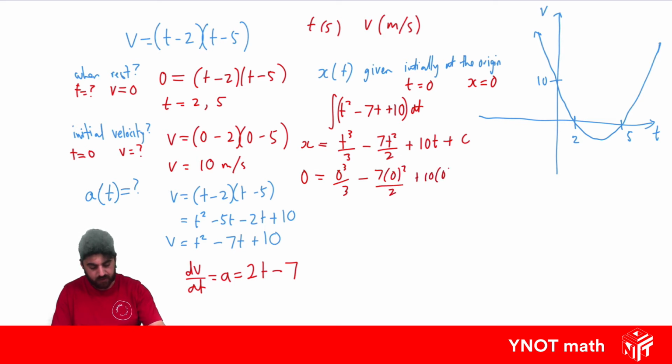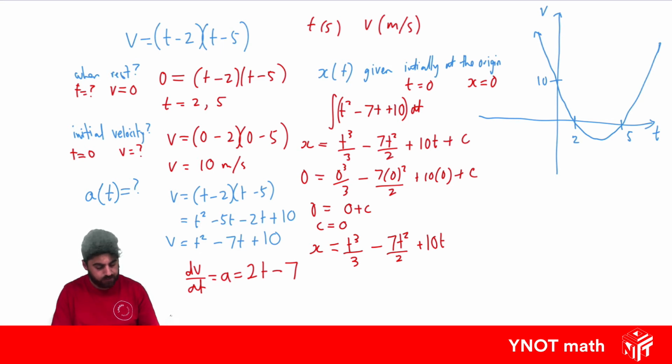So when x is 0, we know t is equal to 0, so we can go ahead and sub that in. That's 10 times 0 plus c, so this just gives us 0 equals 0 plus c, so c is equal to 0. So now we definitely know that the displacement function is x equals t cubed over 3 minus 7t squared over 2 plus 10t, because c is equal to 0.